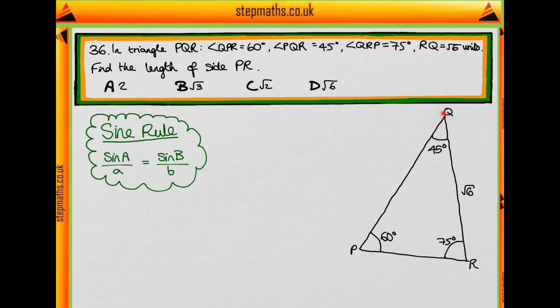So if we call this angle big A, then the side little a is the one opposite this angle. So if this is big A, this is little a. And then if this is big B, this is little b. If this is big C, this is little c. And this is the formula which relates them. We could also use this the other way around, so we could have little a over sine of big A is equal to little b over sine of big B. It doesn't matter which way around we use it.